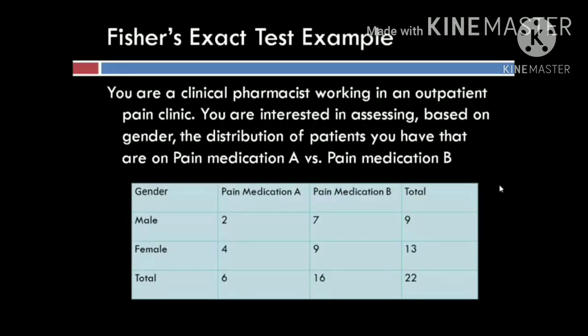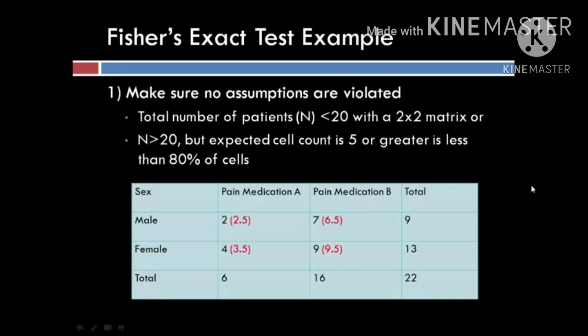The best example for this is: you are a clinical pharmacist working in an outpatient pain clinic. You are interested in assessing, based on gender, the distribution of patients you have that are on pain medication A versus pain medication B. So again, we have two rows here, the male and the female. I am looking for an association between the specific pain medication used and gender. We have pain medication A in our first column and pain medication B in our second column.